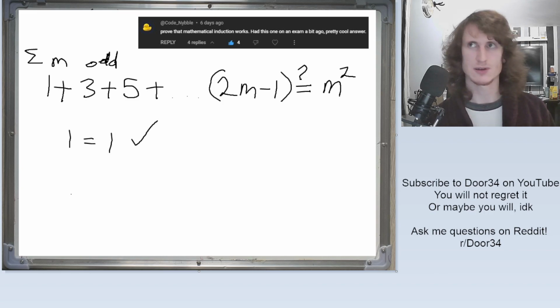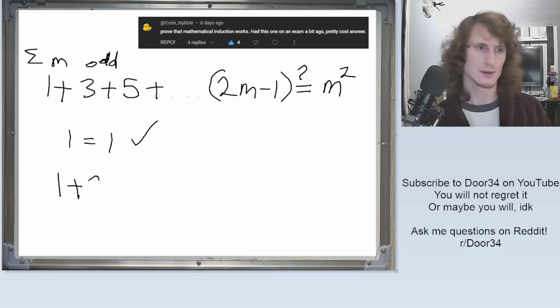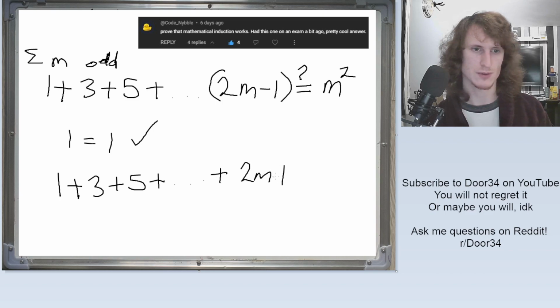Now let's look at the mth case. So we're going to assume, oh no, sorry, the m plus first case. 1 plus 3 plus 5, and so on, plus 2m minus 1, so that's the m minus 1 case, plus 2m plus 1.